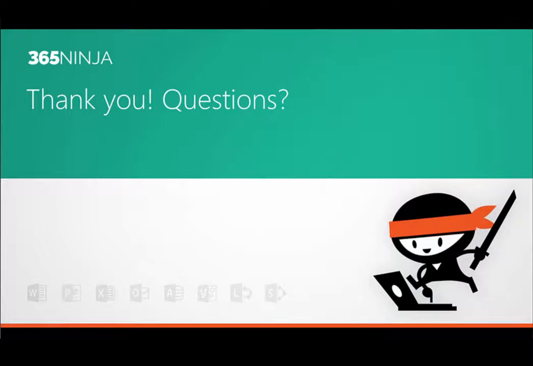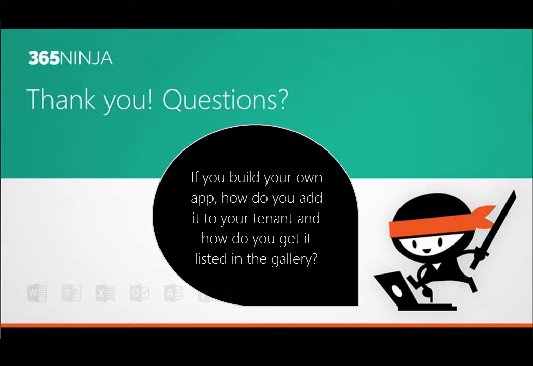Another question, this is something I was actually curious about as well. You can install these third-party cloud apps, of course, but you also mentioned if you build your own. So if you do build your own, what's the process of submitting that app for inclusion? Well, I guess two questions. If you build your own, how do you add it to your tenant? And also, what's the process of submitting it to that gallery for anyone to include?